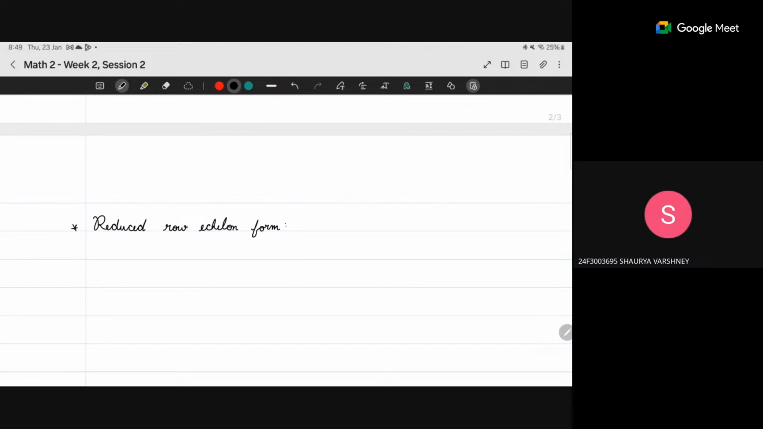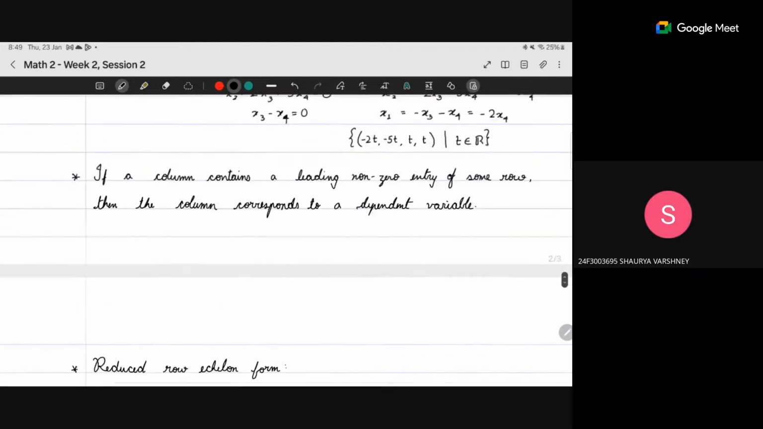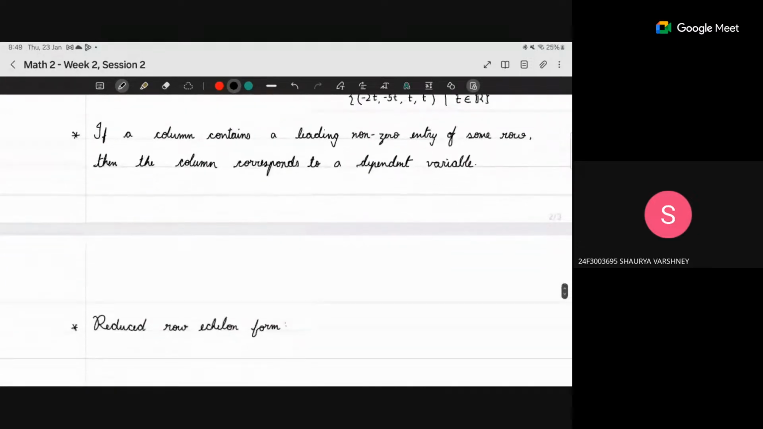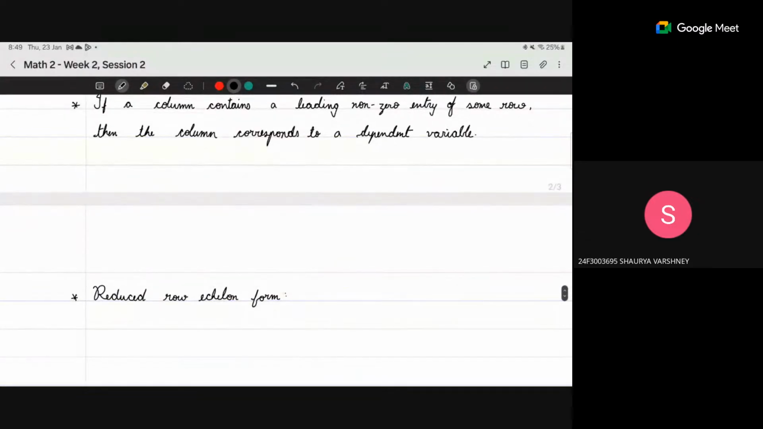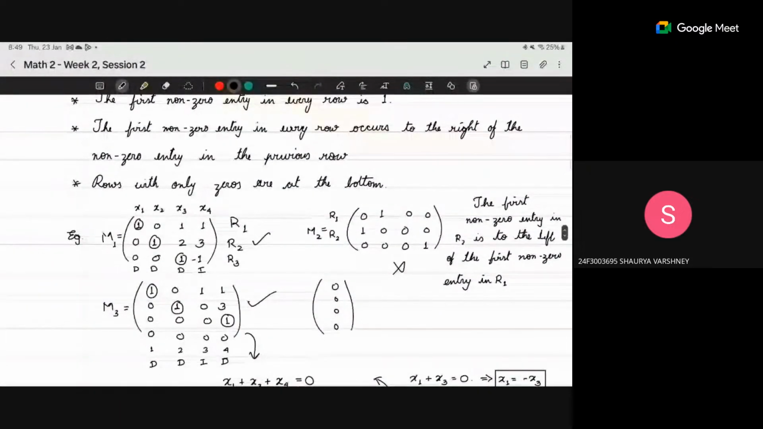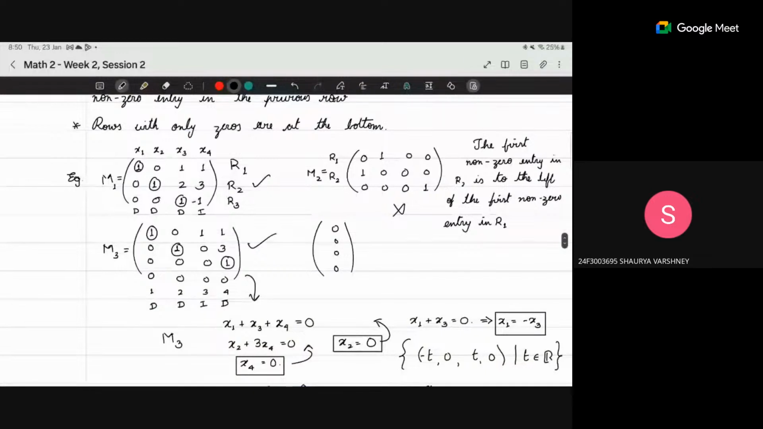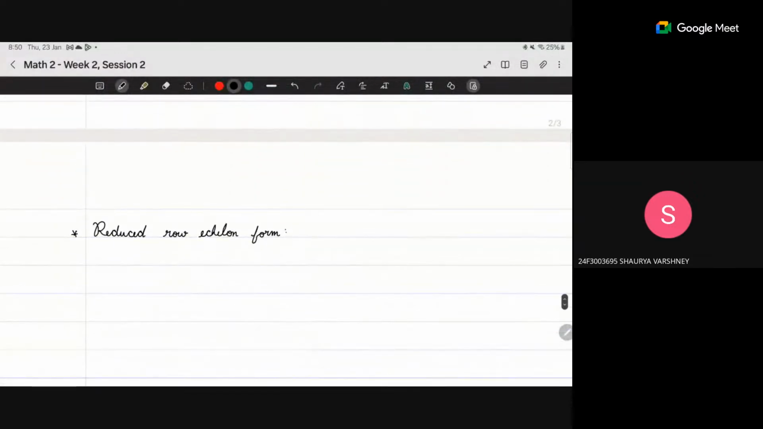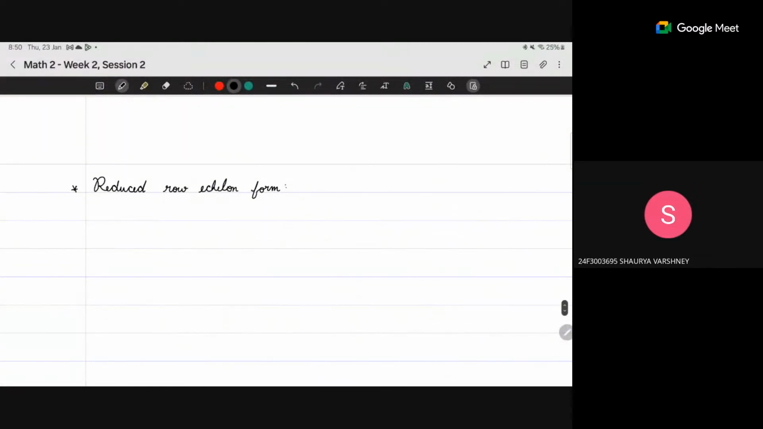Next is reduced row echelon form. Reduced row echelon form is one extra condition added to row echelon form. So this is row echelon form, correct? Now we have these special ones, the ones that have been circled. You see the columns that they are a part of, they contain other numbers as well. But if that is not the case, then we get what is known as reduced row echelon form.